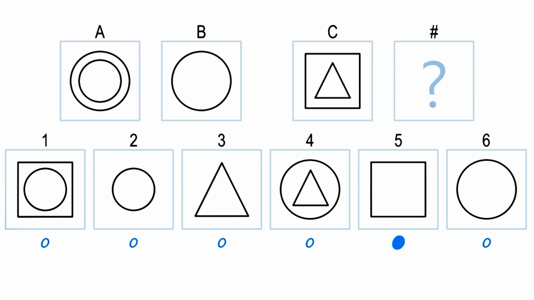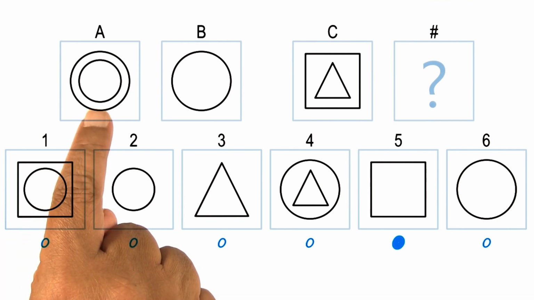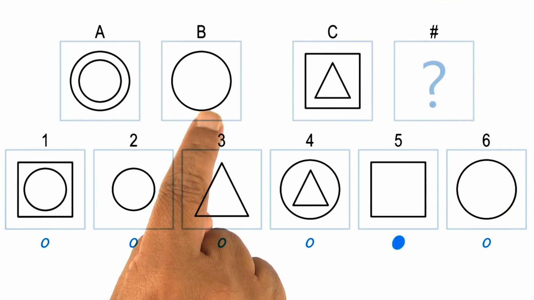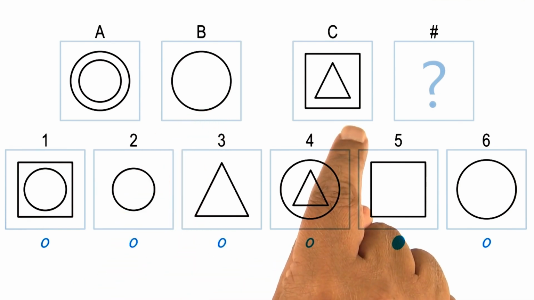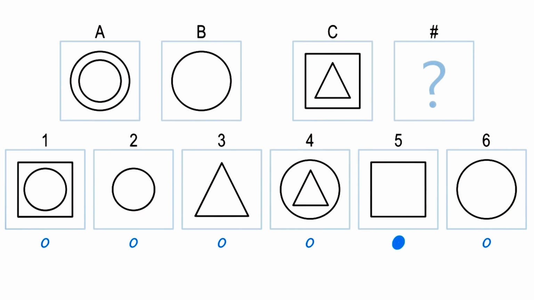But note that 3 could also be an answer, because one could imagine the relationship between A and B a little differently. Suppose we were to say that the outer circle is disappearing and the inner circle is expanding. In that case, we'll again get B. So in that case, we might say that the outer image is disappearing, the square, and the inner shape is expanding to give us 3. So 3 is also a legitimate answer.